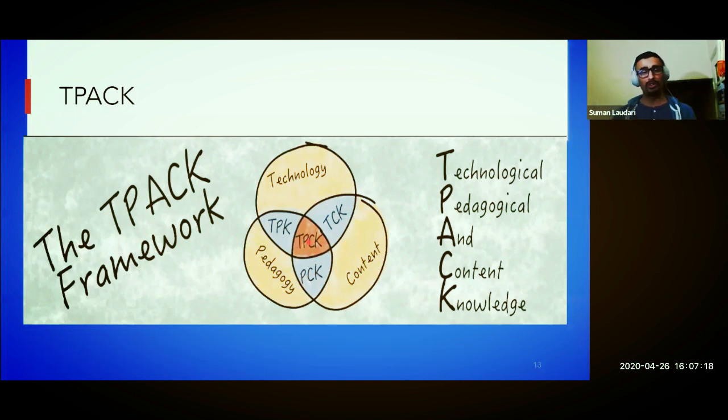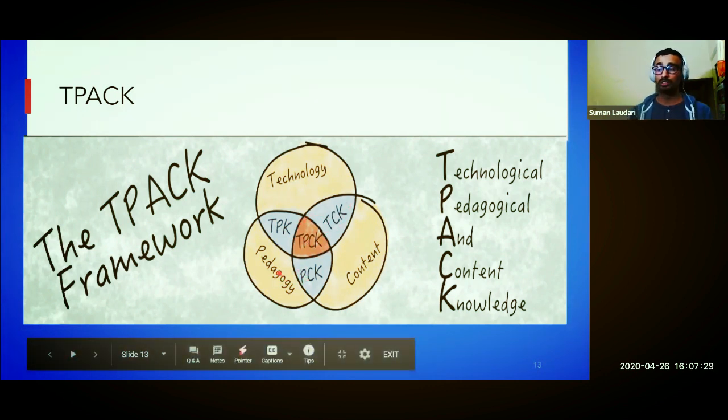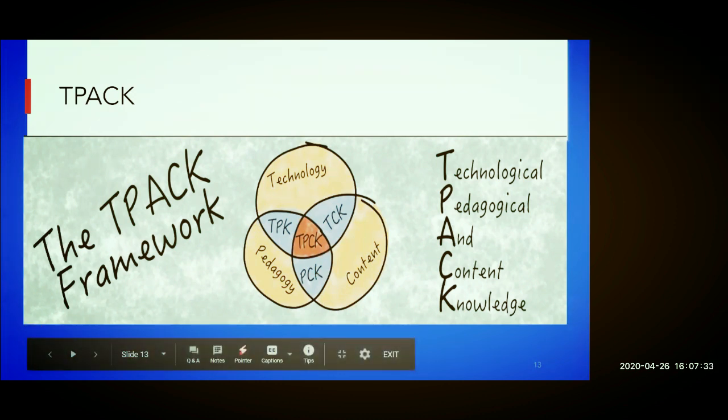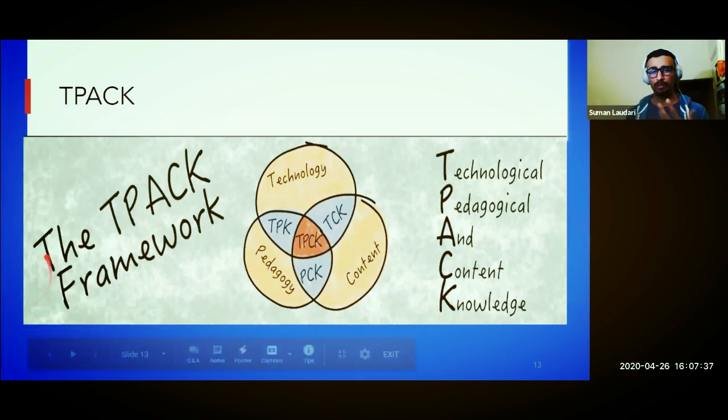Obviously, there are a lot of debates around TPACK. Especially about the boundary between TPK and TPCK, or the boundary between TPCK and TCK, and where the boundary of pedagogical content knowledge comes. There are usually debates around the boundaries being fuzzy, not being very clear.